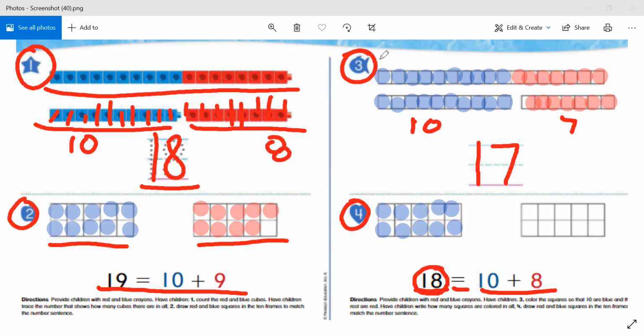Now we want to fill in our second 10 frame with 8. So we're going to count 1, 2, 3, 4, 5, 6, 7, 8. So 18 equals 10 plus 8. And it matches our number sentence.